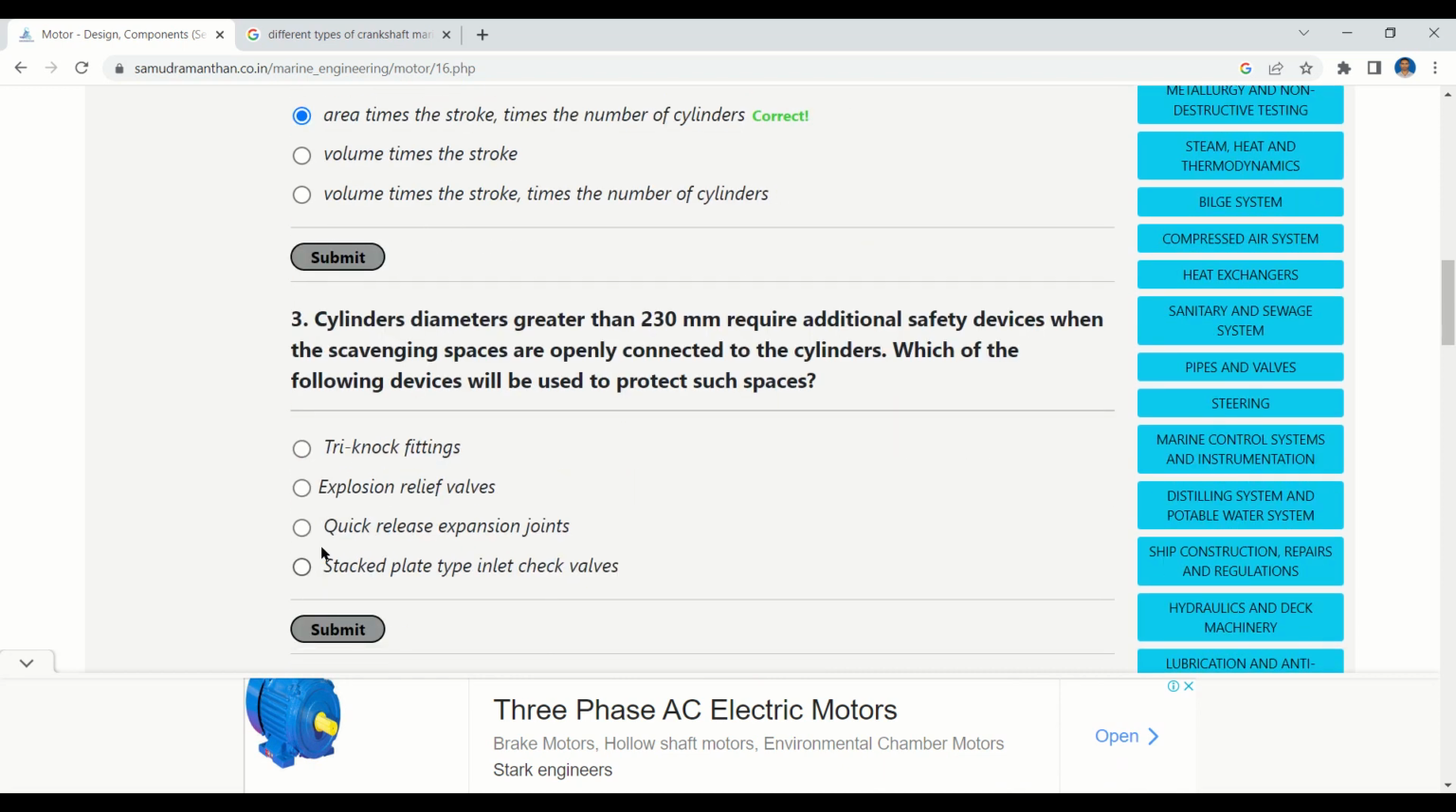Our next question is: cylinder diameters greater than 230 mm require additional safety devices when the scavenging spaces are openly connected to the cylinders. Which of the following devices will be used to protect such spaces? And the options given are tri-knock fitting, explosion relief valves, quick release expansion joints, stacked plate type inlet check valves, and the correct option should be explosion relief valves.